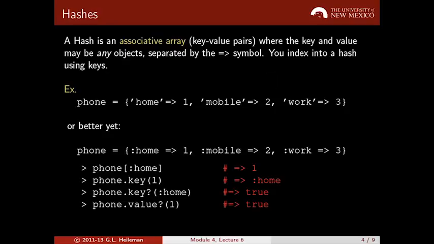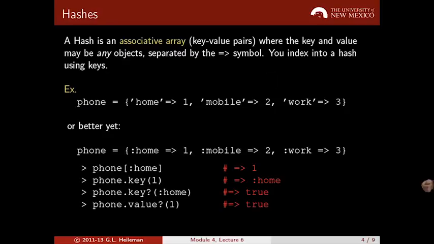And if you want to just see if home exists as a key, then type key question mark and it'll return a true false value. And if you want to know if the value 1 exists, then you just type value with a question mark and it'll return true if that value exists as a part of your hash.